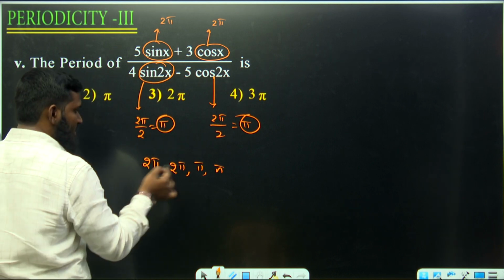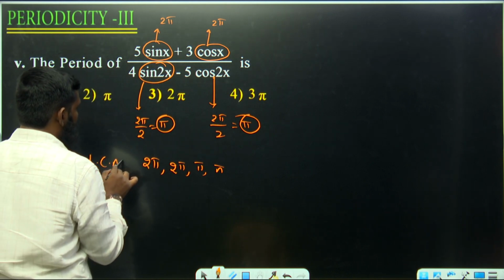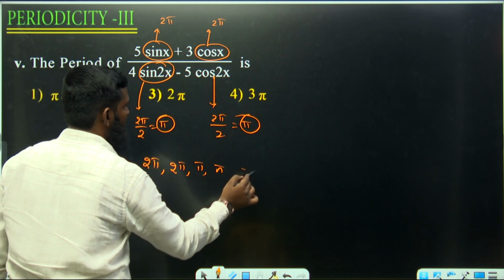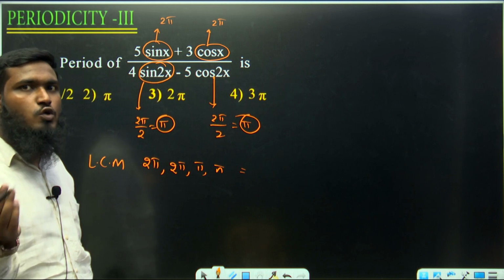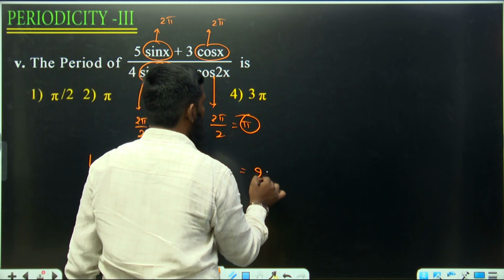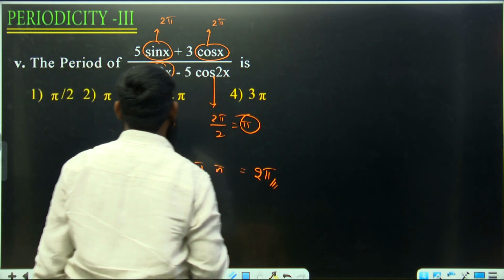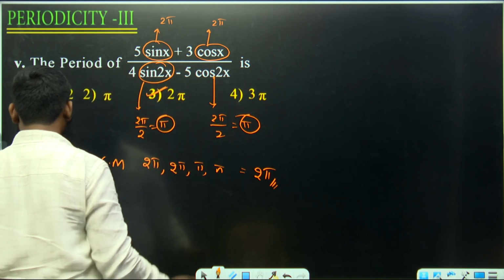Okay. Then as they are different, we are going for the LCM. If you take out the LCM of this part, what can we get? 1, 1, 2, 2. The LCM of 1, 1, 2, 2 is 2. So the answer is 2 pi. Option number 3 is correct.